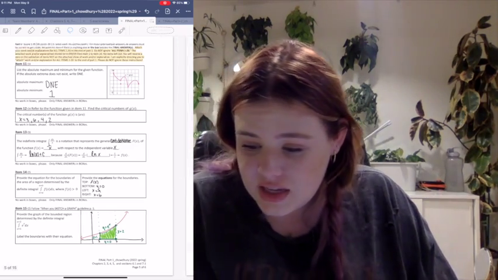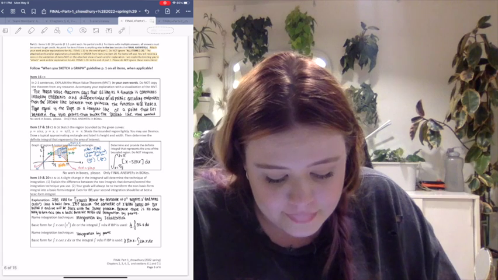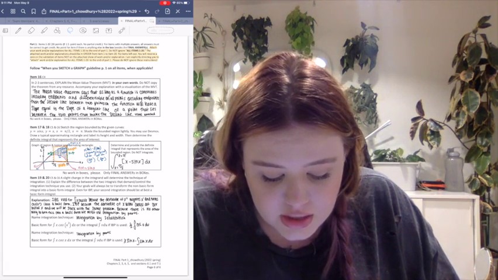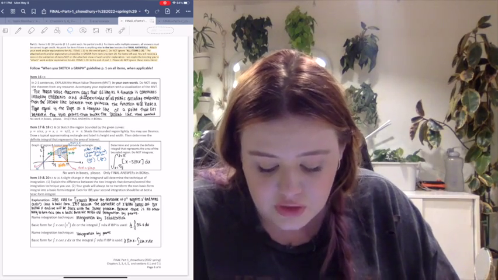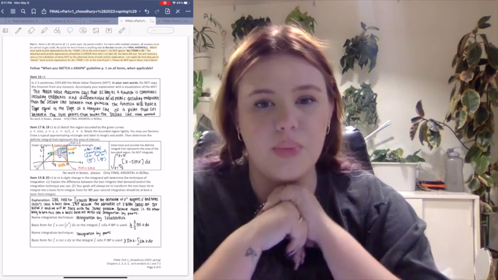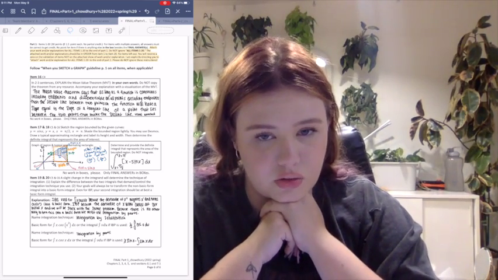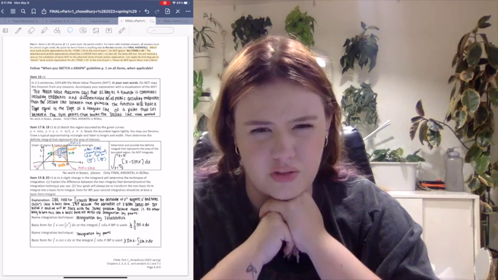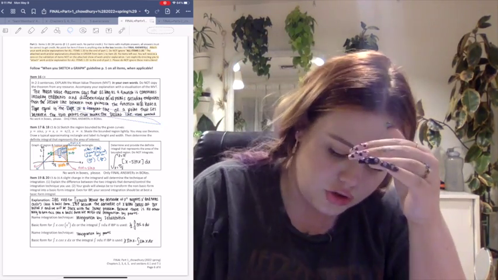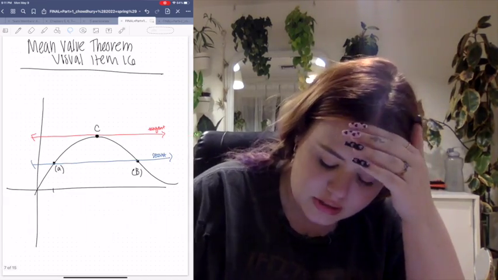Item 16 is the next one you want validation for. In 2 to 3 sentences, explain the mean value theorem in your own words. Accompany your explanation with a visual of MVT. So, I don't know if you want me to explain this in my own words again, or if I should just read it off. I don't want to just read off my work to you. I feel like that's not helpful for validation. So what I'll do is I'll show you the drawing and explain the drawing in my own words.